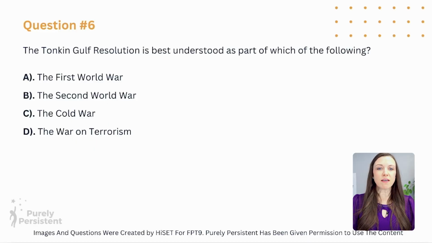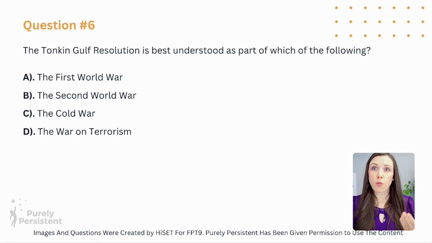Let's get started with question number 6. The Tonkin Gulf War resolution is best understood as a part of which of the following? Okay, this did not say this at all in the reading. This is where a little bit of background information is helpful. So the Vietnam War, it said right at the beginning that it was 1964 when this was done.